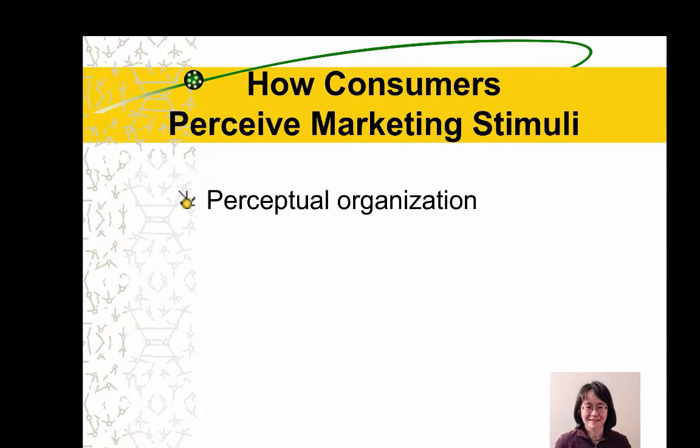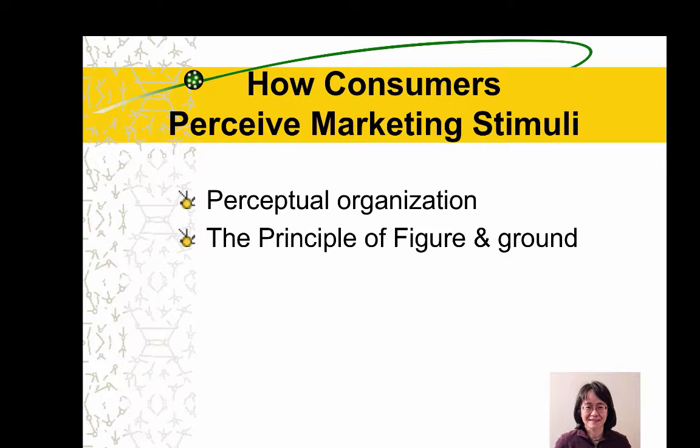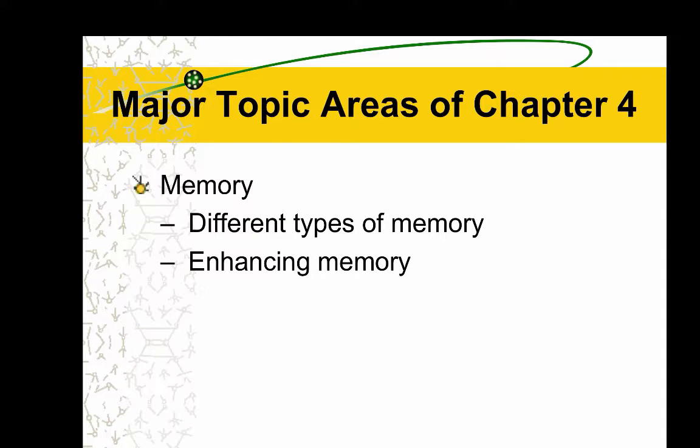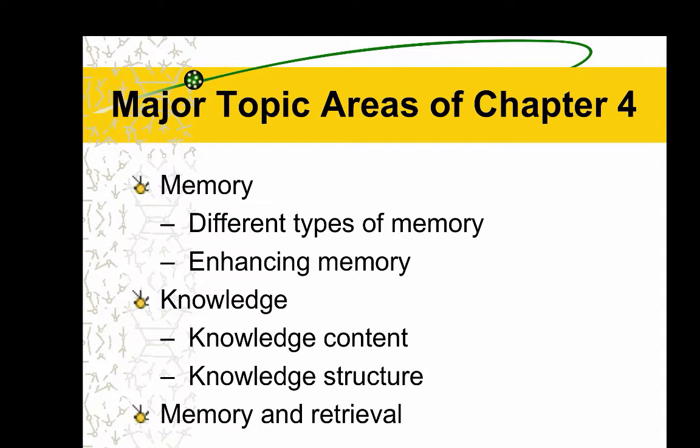Perceptual organization occurs when consumers organize a set of stimuli into a coherent perception. Gestalt principles of figure and ground, closure, and grouping facilitate this process of organization. Chapter 4 considers how memory and knowledge influence consumer behavior. This chapter describes memory, knowledge content, and knowledge structure.